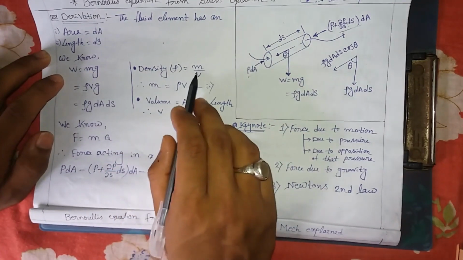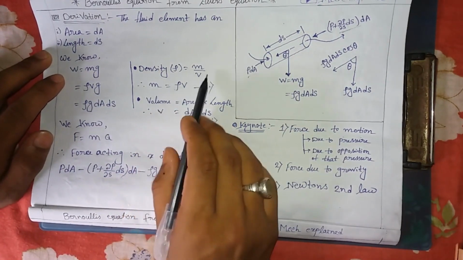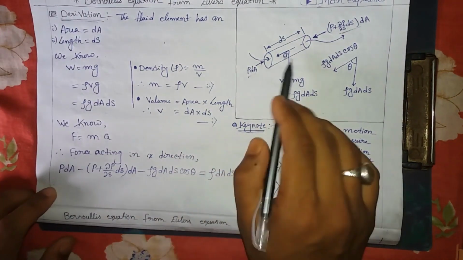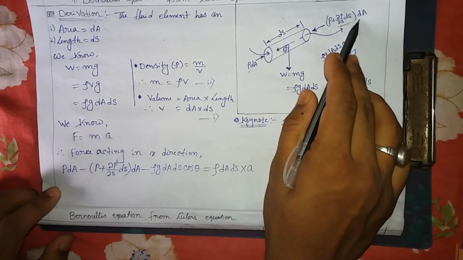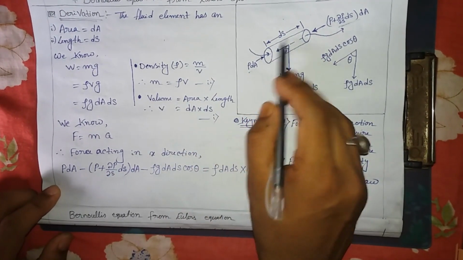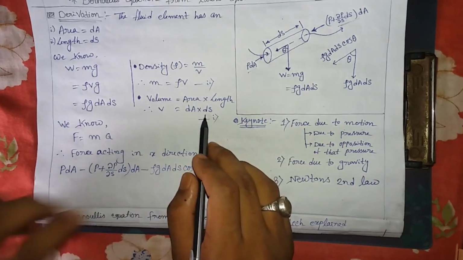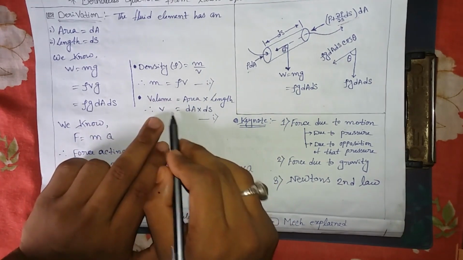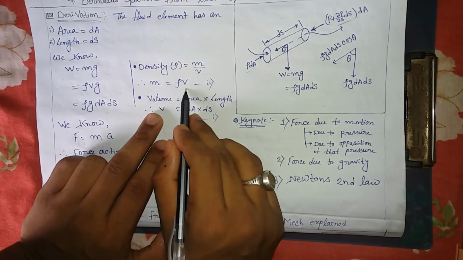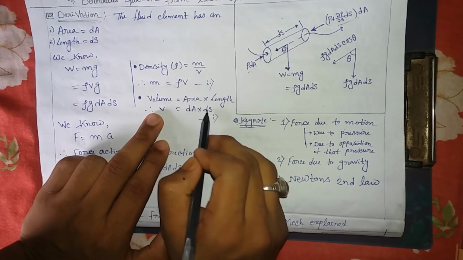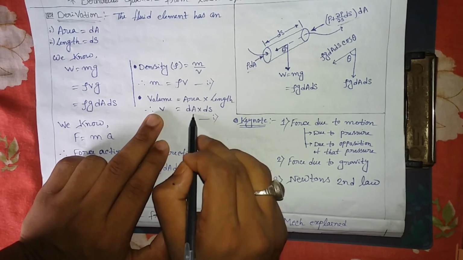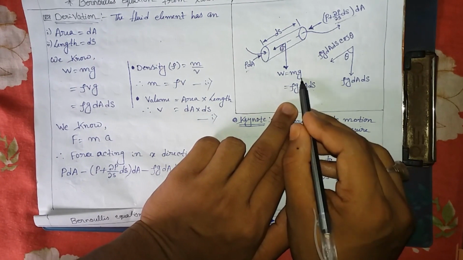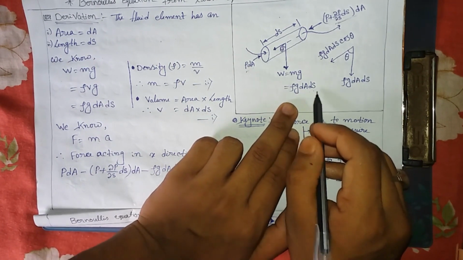We know density equals mass by volume. So mass will be density into volume, and volume equals area into length. Here the elemental area is dA and the length of the fluid element is ds. So volume will be dA into ds, and mass will be rho into volume, that is rho dA ds. So we write mass equals rho dA ds, and with g, weight is rho g dA ds.